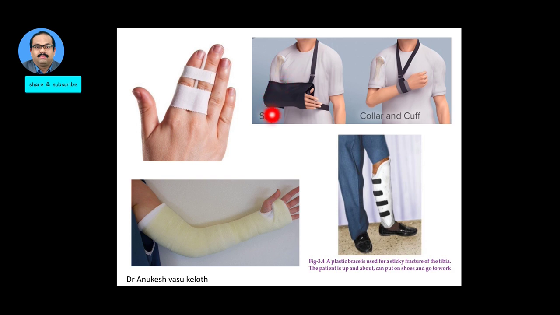Now this is a common arm sling and this is a collar cuff sling. Here is a cast. You can see that the joint is also involved in the plaster of Paris cast. And here is a functional brace. So here the main thing is that the joints are spared, so a person is able to walk with the brace.